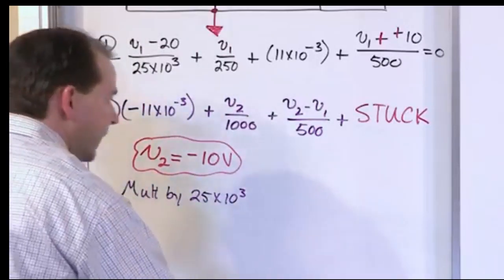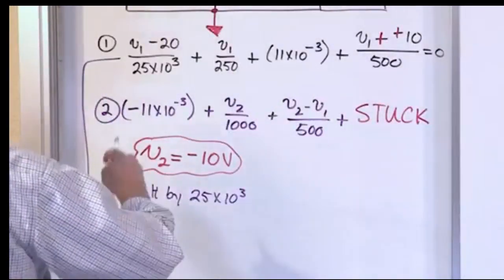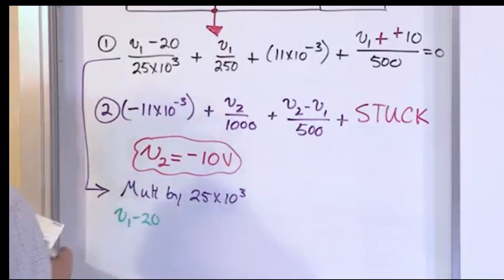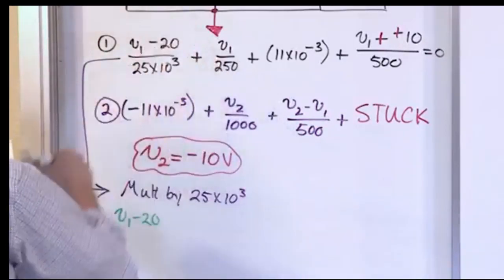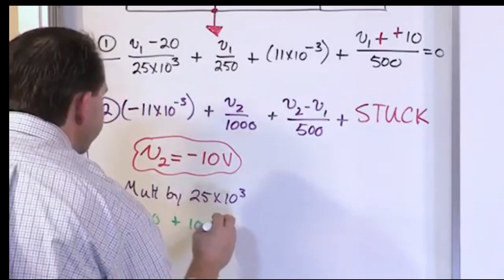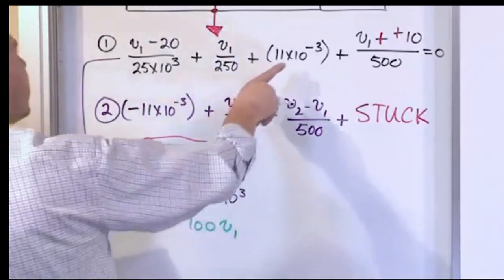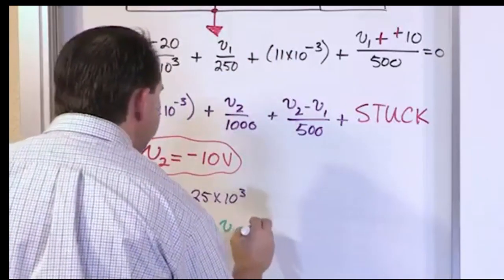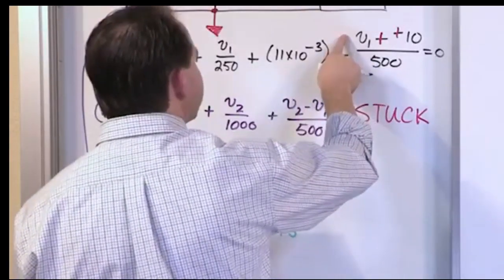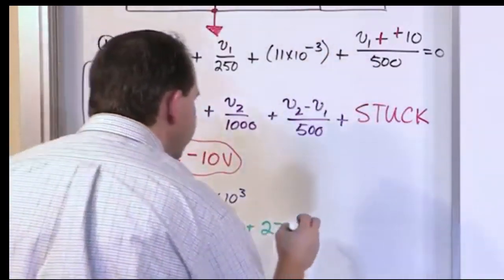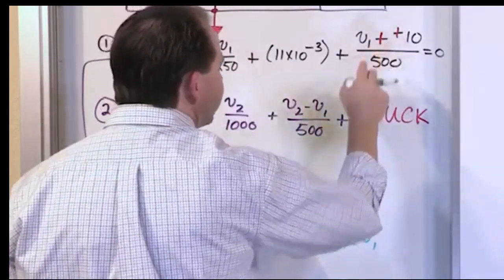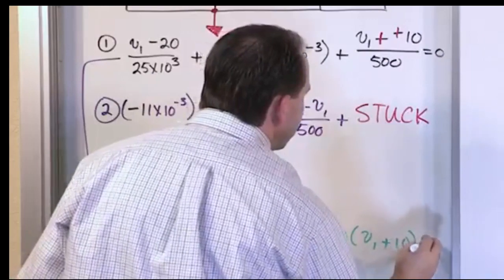All right, and when we do that, let me grab another color here. We multiply by 25 times 10 to the 3 here, we're going to get V1 minus 20. Multiply by 25 times 10 to the 3 here, it's going to be that divided by 250, which is going to give you 100 V sub 1. That's a nice number. You multiply this by 25 times 10 to the 3, you get a nice number of 275. Multiply this by 25 times 10 to the 3, divide by 500, you're going to get a nice number of 50 V1. And notice it's minus a minus, so it's just going to be plus 10 equals 0.